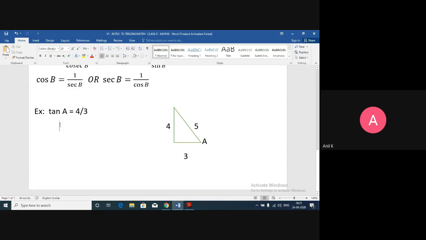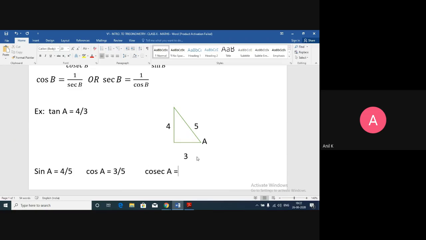Now I can go for, first of all, sine A. What is the definition of sine? Sine A, definition is opposite upon hypotenuse. Opposite is 4 and hypotenuse is 5. Is done. Then I'll go for cos A. What is the cos definition? Adjacent upon hypotenuse. Adjacent is 3, hypotenuse is 5. Cos is done. Tan is already given.